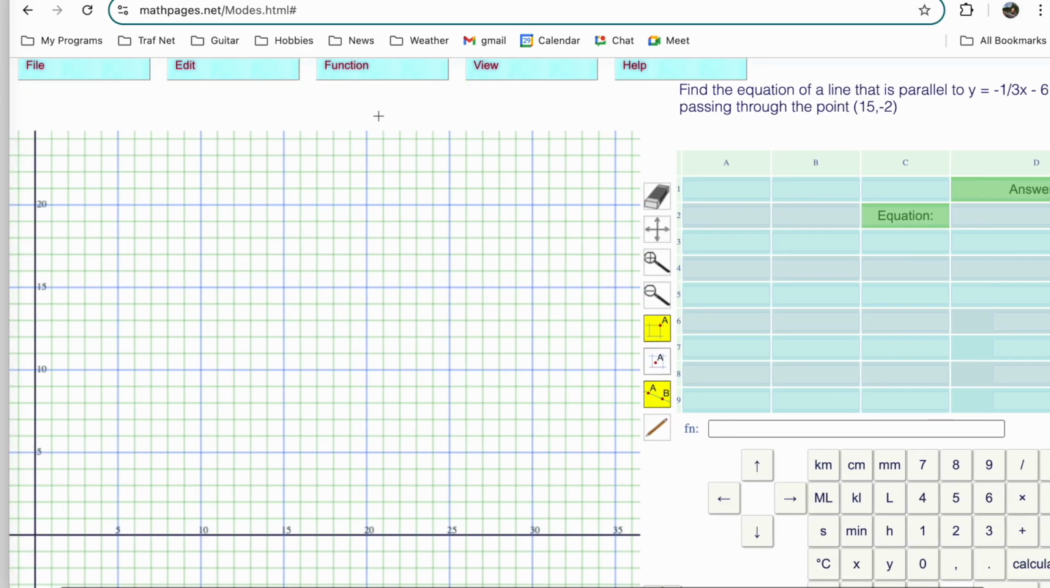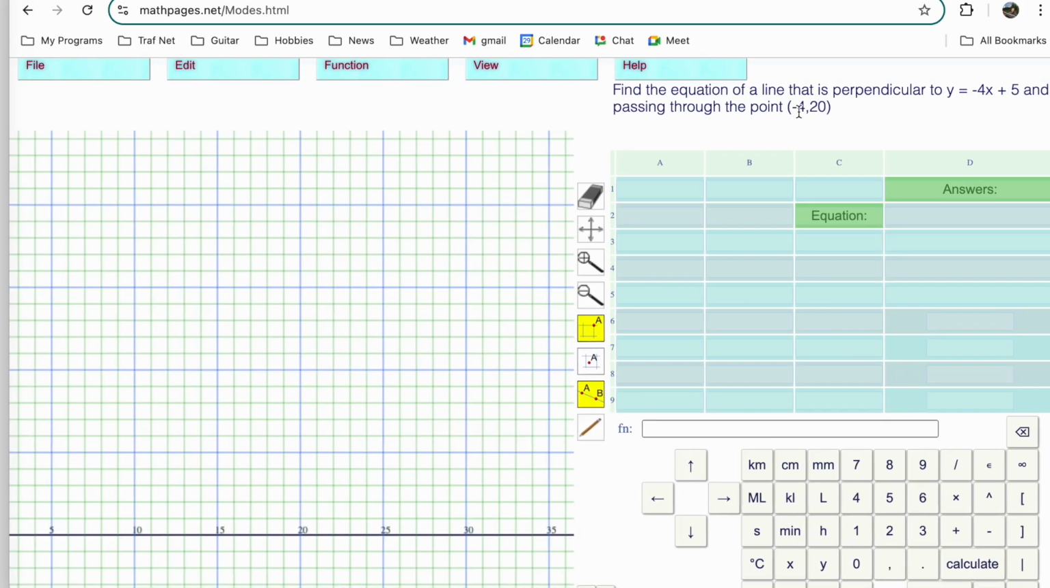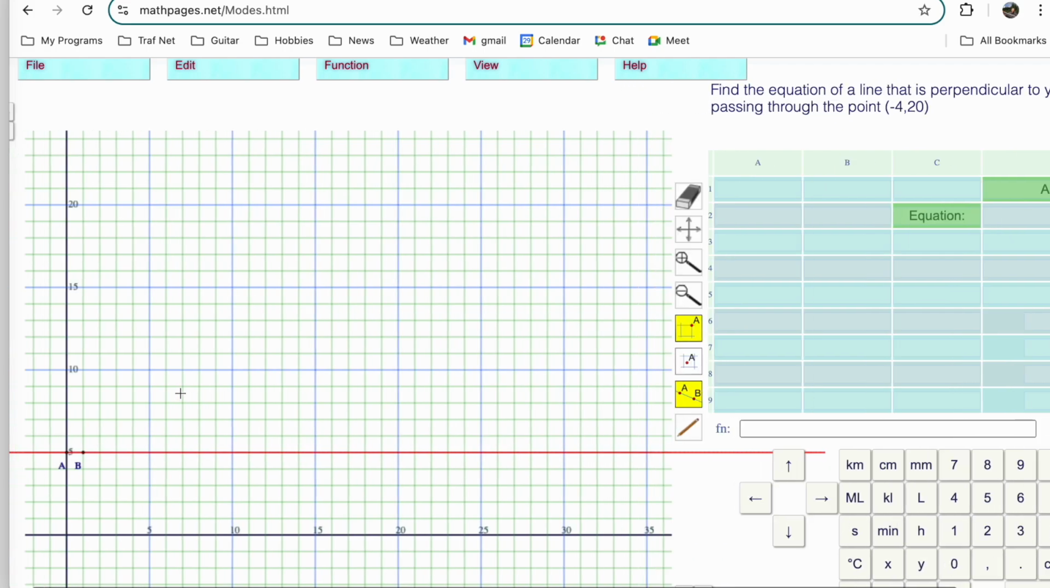Let us look at a perpendicular line question. Find the equation of a line that is perpendicular to y is equal to negative 4x plus 5 and passing through the point negative 4, 20. We can do this graphically, and we can do it algebraically. Let's do it graphically first. I'm going to graph y is equal to negative 4x plus 5. The b is 5. Slope is negative 4, which means negative 4 over 1. I'm moving over 1 and then down 4.